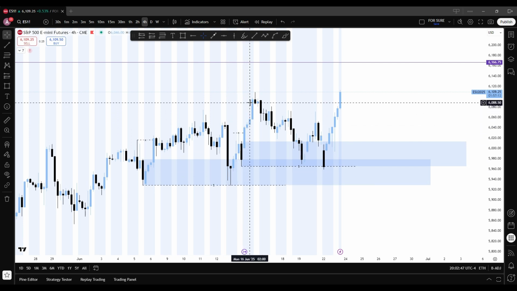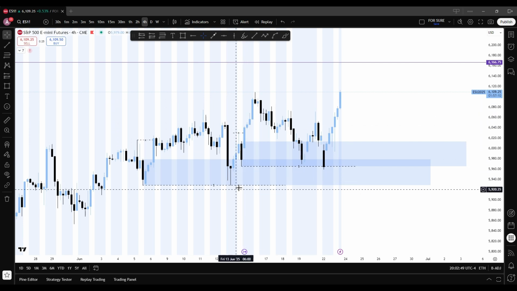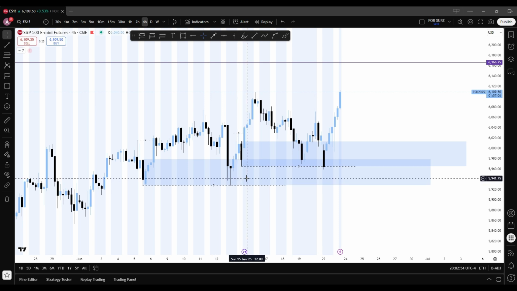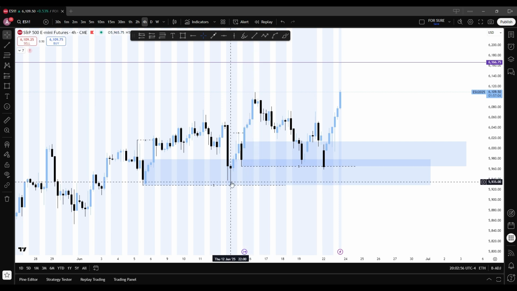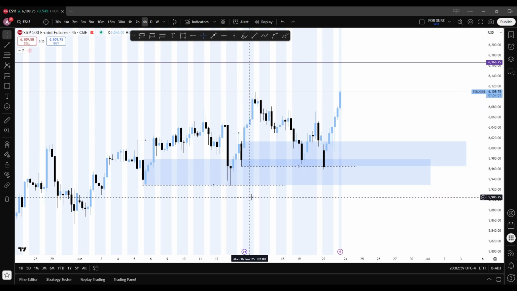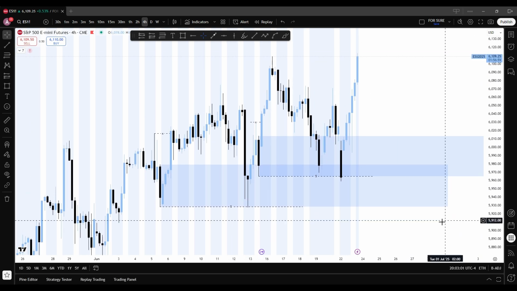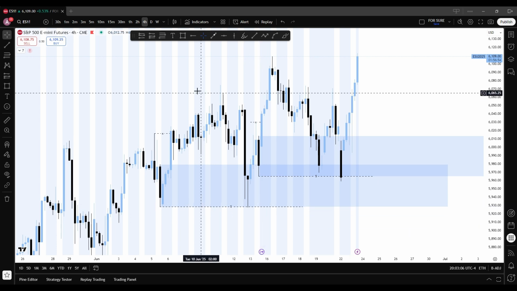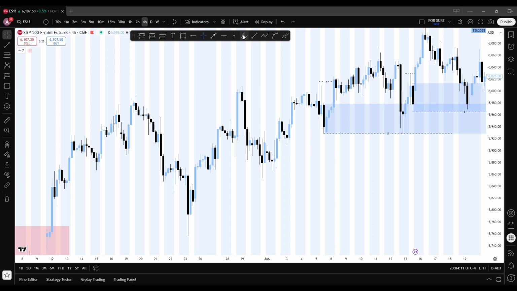Grabbed it, bounced up. Keep in mind, this is not all in one day. This is from, what, Thursday? This is like a three-day move. But ultimately, you always want to look at the bigger picture at your higher time frames, because the higher time frames are going to tell the story. We're just going to be identifying order blocks here.